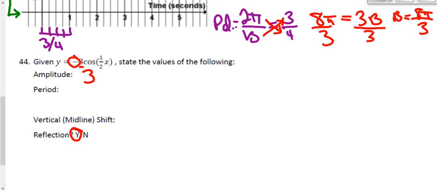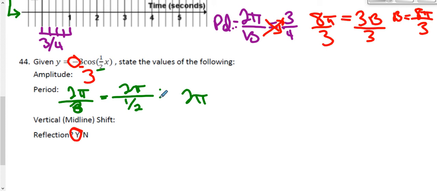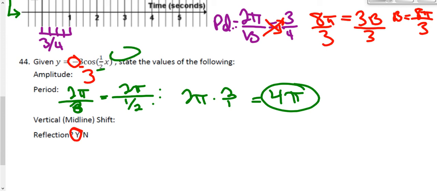To find the period, I have to do 2 pi divided by b, and my b value is 1/2. So I have to do 2 pi divided by 1/2. I'm going to go ahead and keep, change, flip, to figure out what my period is. So 2 pi times 2 over 1, which is 4 pi. There's my period right there. And a vertical shift or a midline shift, that is a plus or minus after my equation has happened. And I don't have any plus or minus happening, so there's none. All set on that one.